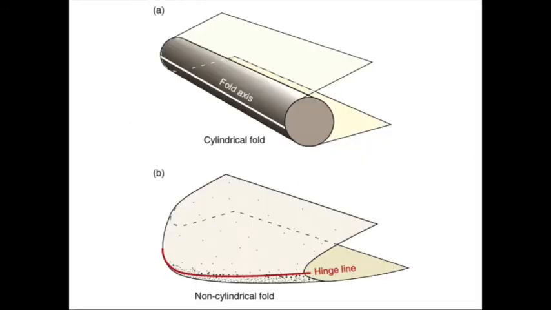So let's just look at some slides of some folds. This is illustrating that idea of the cylindrical fold, and its opposite, which would be a non-cylindrical fold. So here this material has clearly been folded, but the hinge line is curved.